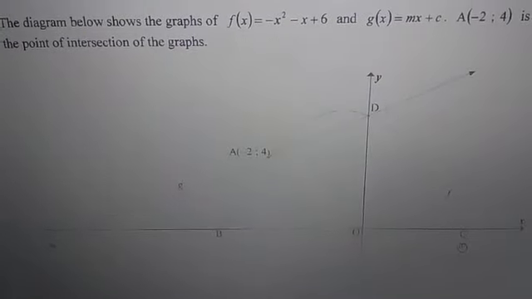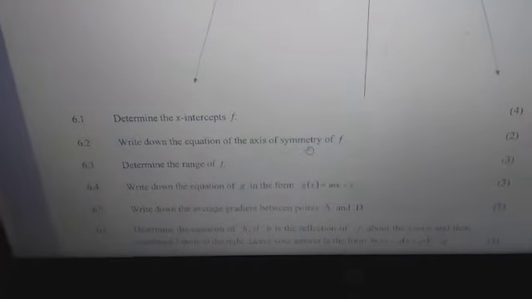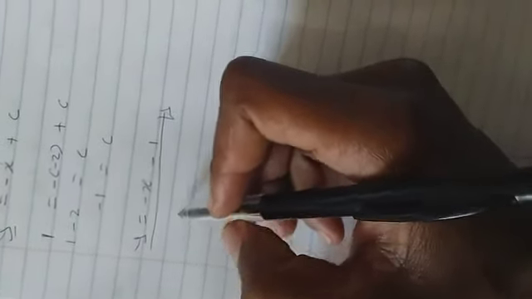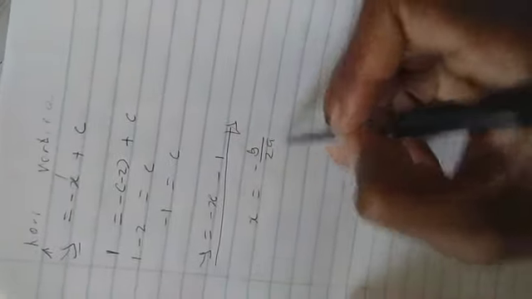Okay, let's see what they're asking for us. The x-intercepts, so we'll determine the x-intercepts. Okay, get 4 marks without doing anything that is strange. Rather than that, the equation of the axis of symmetry, let me show you that one done. Right. The axis of symmetry for a parabolic graph is given by the turning point x value, which is x equals minus b over 2a.